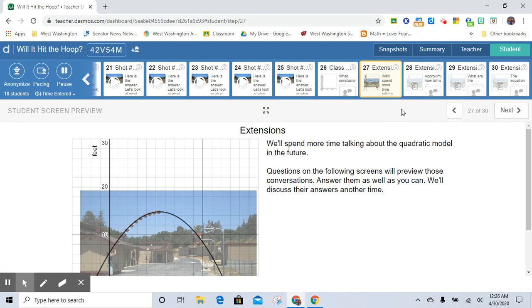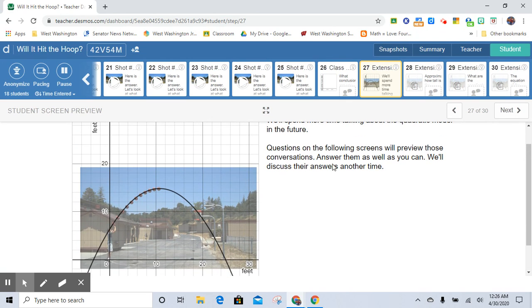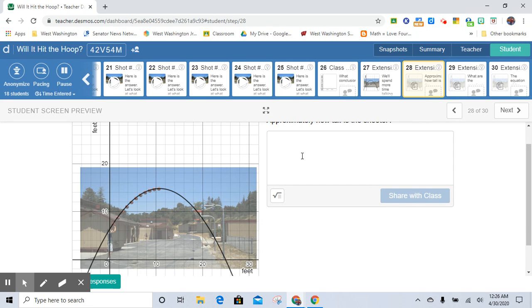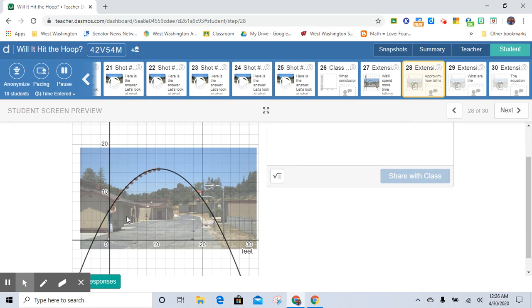Okay, so the first thing we want to look at is the extensions here. So this first question was about how tall is the shooter? Well, he is about 6 feet, maybe 6'2", maybe. But somewhere around 6 feet is what we were looking for. And that right there is our y-intercept. That's the initial value of the parabola. You can see how his head lines up there with the basketball in this arc. So that's the initial value.